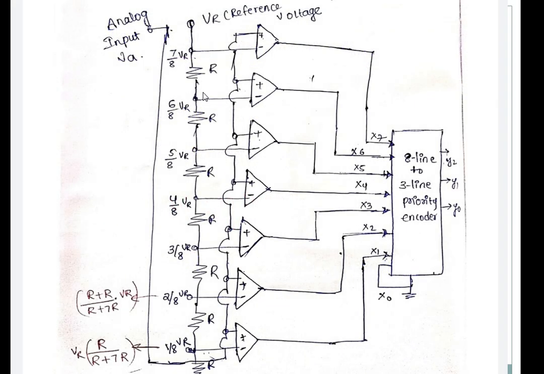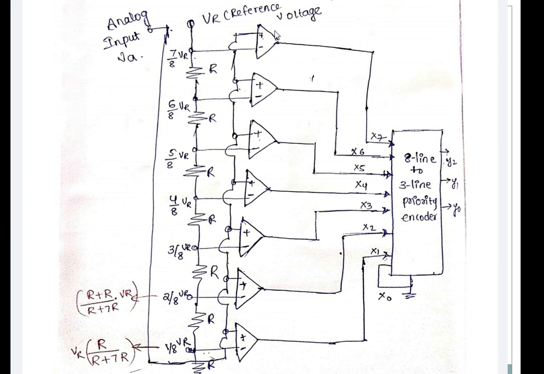So here I am taking the example of a 3 bit ADC. Here we have the 8 resistors: 1, 2, 3, 4, 5, 6, 7, 8. These resistors form the voltage divider network, and here we have the 7 comparators and here the priority encoder. So what is the comparator's work?